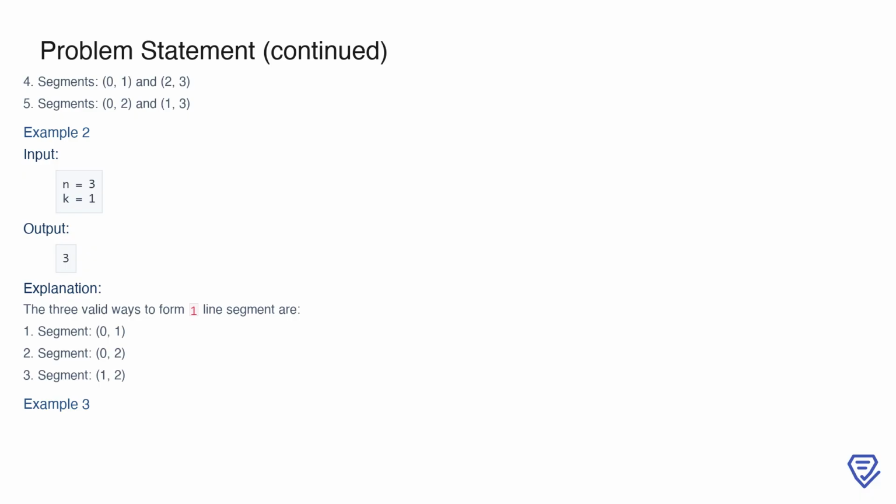Now, in the second example, where n equals 3 and k equals 1, we only need to form one segment. The valid options are straightforward. You can pick 0, 1, 0, 2, or 1, 2. This gives us 3 ways to form the single segment, and the output is 3.